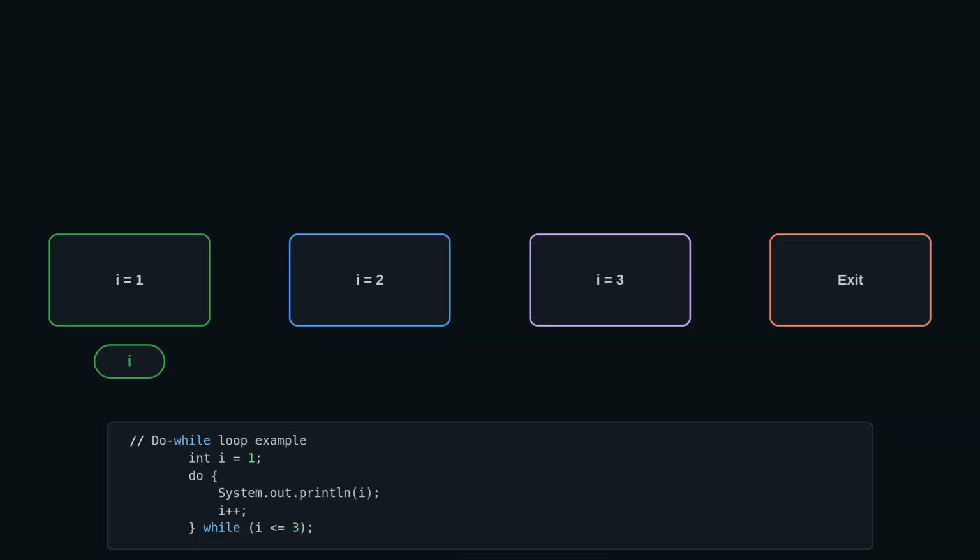Let us watch how it steps through three numbers. First, I starts at 1 and prints immediately. Then we check the condition and step to the next number. Next, I becomes 2 and runs again. We check once more and proceed to the second step. Finally, I turns into 3 for the last run. After that final check fails, we exit the loop completely.